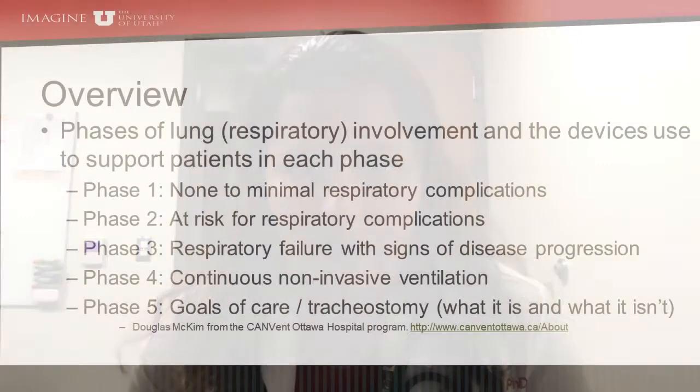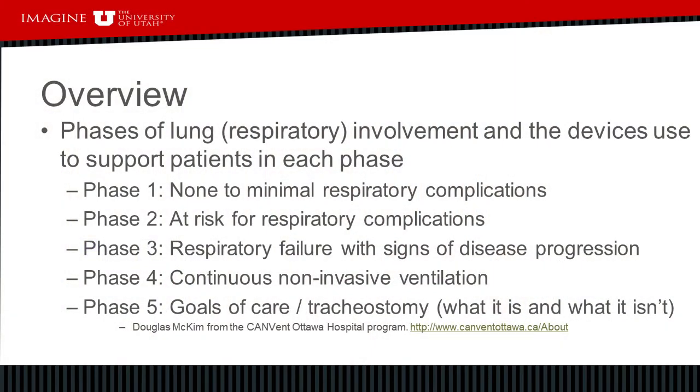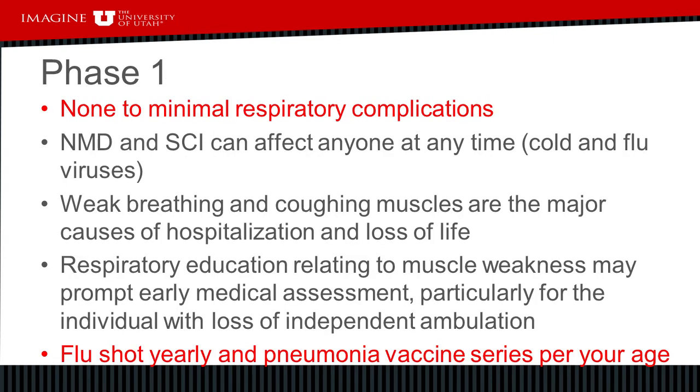So that's just one way to look at the lungs and think about neuromuscular involvement as well. And I'd like to introduce the idea of phases of respiratory involvement of neuromuscular disorder. This is actually based on something Doug McKim does out of CanVent, Ottawa. But I like it in the sense that it splits things up into 5 phases and follows the progression of neuromuscular respiratory failure. So phase 1, patients can have no or minimal respiratory complications.